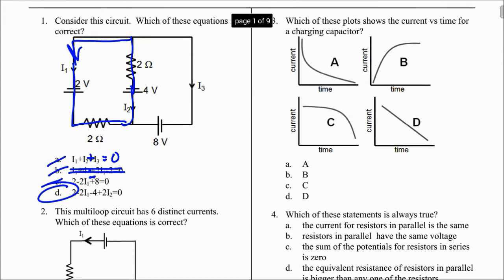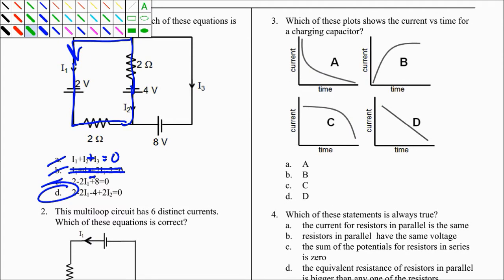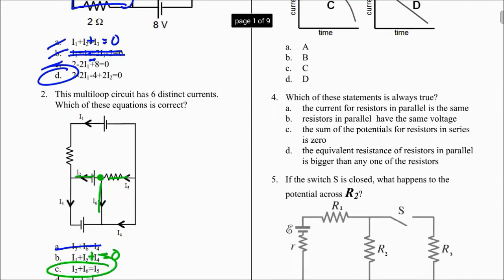Which of these show the current versus time for a charging capacitor? Well, a charging capacitor is initially going to have very little charge and then build charge. It's an exponential function, looks like that. Which of these statements is always true?